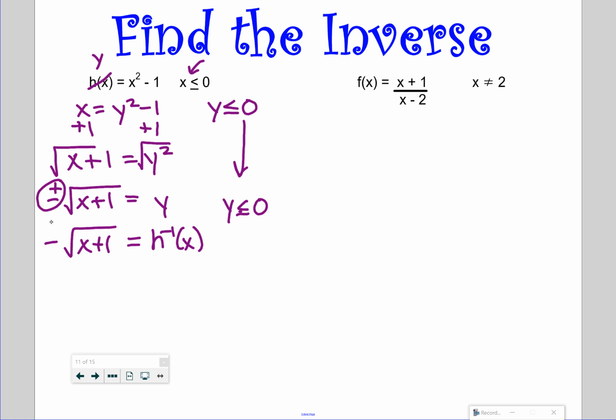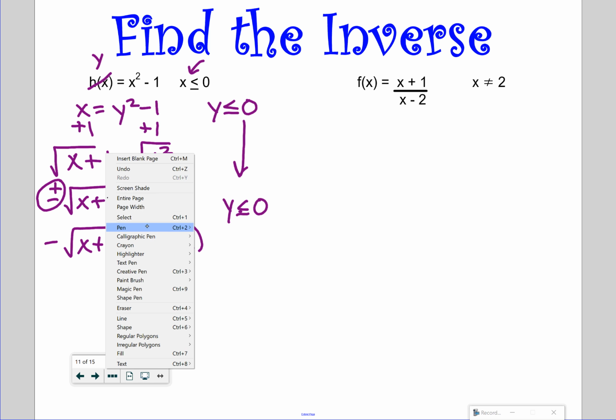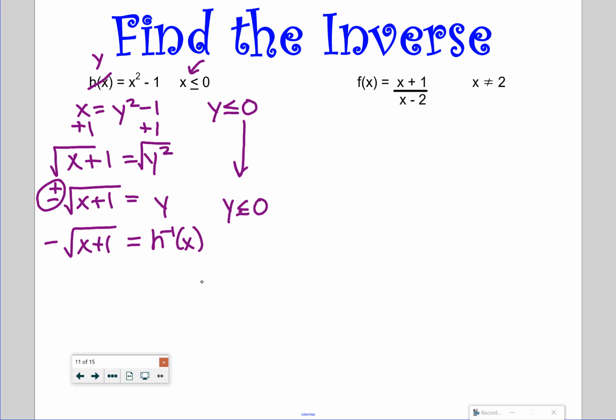Okay, let's try the last one of these together. So again, I'm going to replace my function f of x with a y. And this is going to be very similar to the last one we did on the other page. So the first thing I'm going to do, actually, before that, let's switch our x and y's. That's going to be the first thing I do, and then multiply by that denominator, because that's what makes this messy.